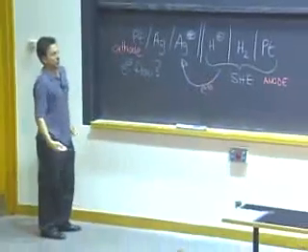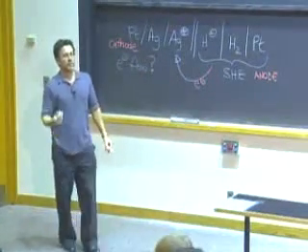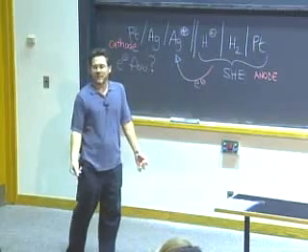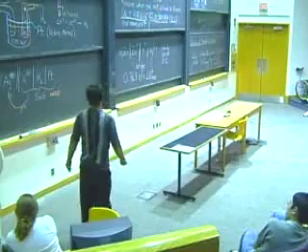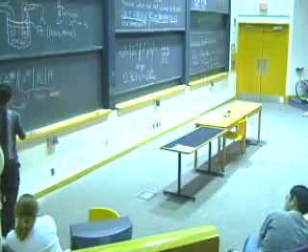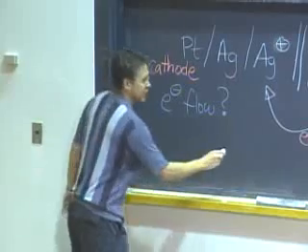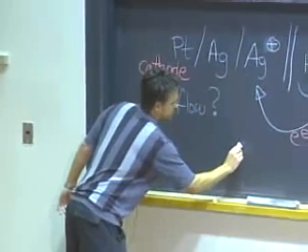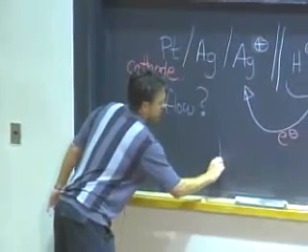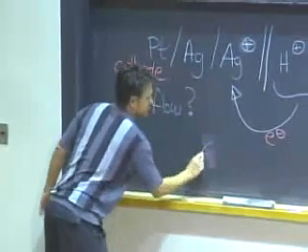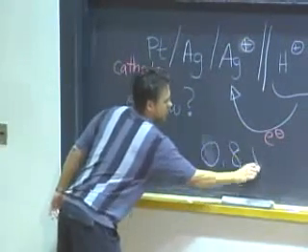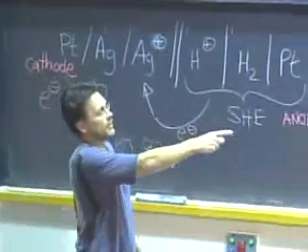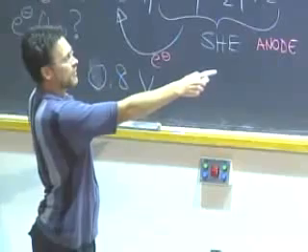And we want to know not only the direction of electron flow. The direction of electron flow tells us what's doing the reduction and what's doing the oxidation. But we also want to know the magnitude. And this one turns out to be this delta E cell is equal to 0.8 volts.